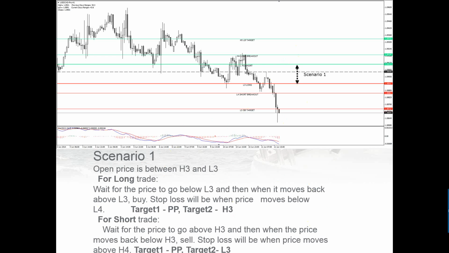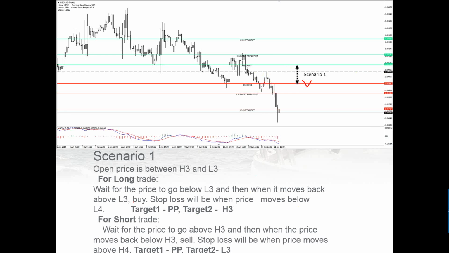So scenario 1 shows us that the open price is between H3 and L3. For long trade, usually wait for the price to go below L3, and then if it moves in next couple of candles above L3, then, guys, you buy it. This is it. See, it went down, and in next 3 candles here at this point it went up. You see how price reacted at daily pivot point. It was rejected, but first it was bought.